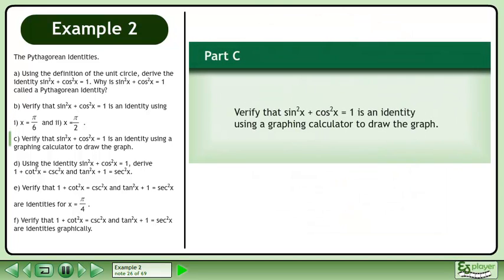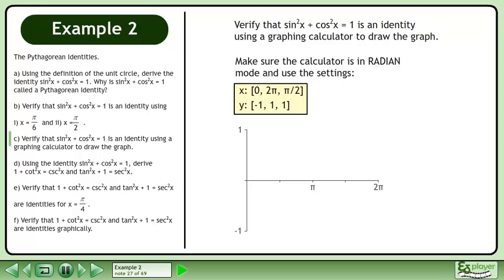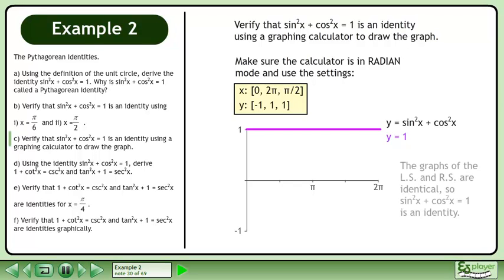In part C, verify that sin squared x plus cos squared x equals 1 is an identity using a graphing calculator to draw the graph. Make sure the calculator is in radian mode and use the settings shown. Now draw the graph of y equals sin squared x plus cos squared x. Next, draw the graph of y equals 1. The graphs of the left side and right side are identical, so sin squared x plus cos squared x equals 1 is an identity.